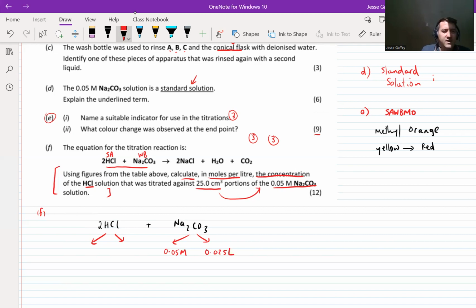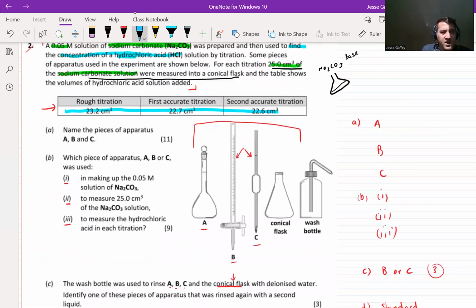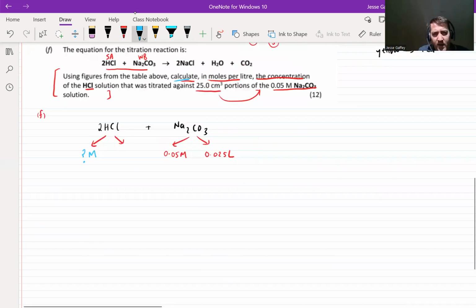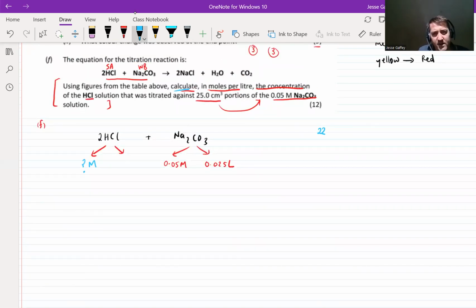Good. The HCl is a little bit more complicated. First of all, we know we're trying to calculate the concentration, so we're not going to know its concentration, question mark molar. And then the next question is how much did we use? Well, of course, these were our titration values. Now, what you guys should know is we always scrap the first value, the rough titration. We don't include that. And then we do an average of the accurate ones. So we got 22.7 and 22.6. So a little bit of rough work here. We're going to get an average, 22.6 plus 22.7. We want to divide both of them by 2 to get the average value. So pause the video and do that now.